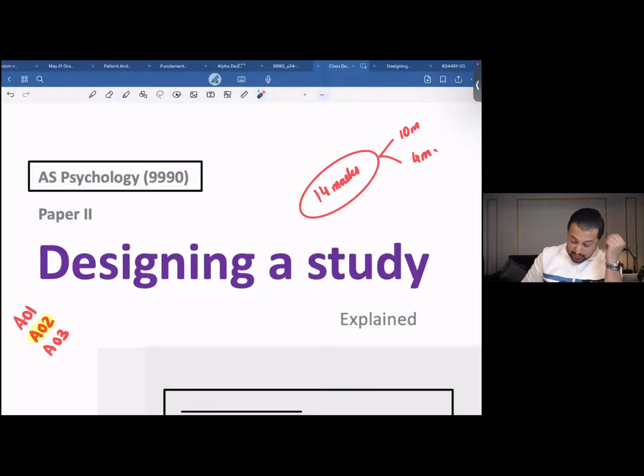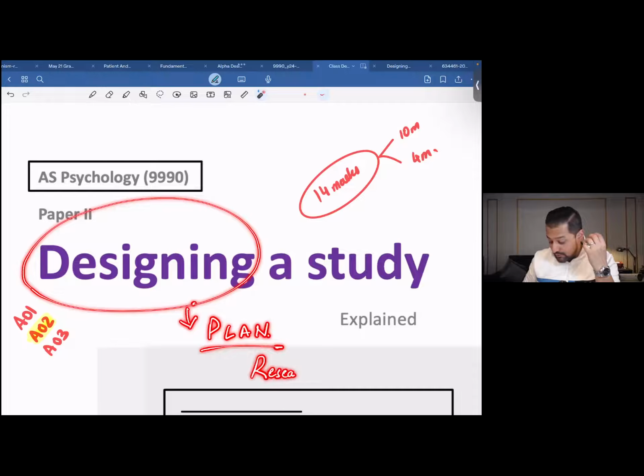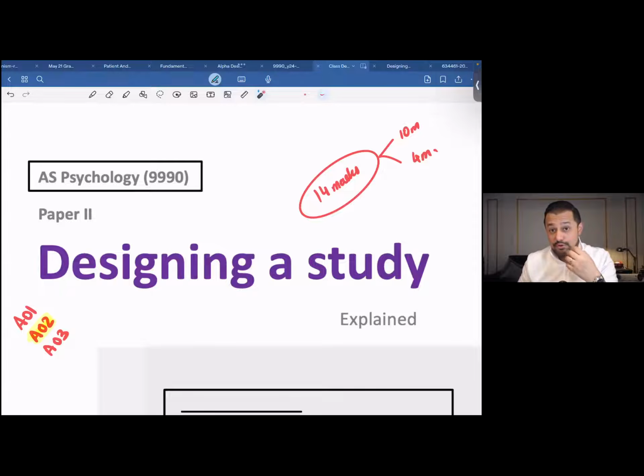Now, this particular question, the designing a study question, is a question where we plan a study. And when we're planning a study based on the knowledge that we've gained on research methodology or the research methods, we actually end up applying the knowledge that we've gained. This is the question from where the examiner would actually assess us on the basis of application, on the basis of how good we are in terms of applying the knowledge that we've gained.